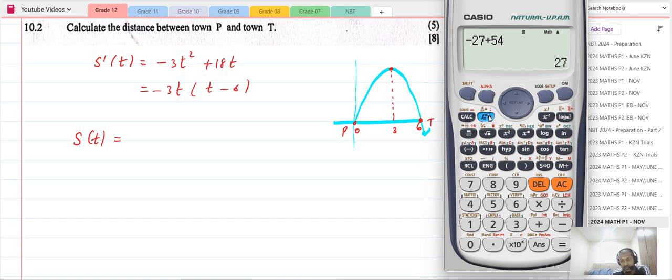You can just find the integral from 0 to 6 of the function minus 3t squared plus 18t. I just want to see what's our answer. So it's 108. The distance is 108. Yeah, so that's the answer we need.